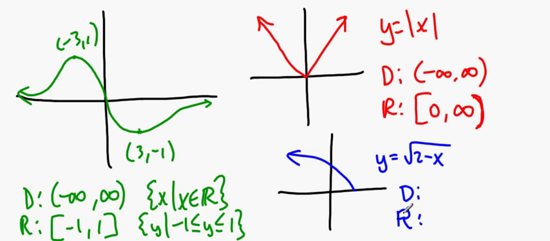Okay, so the domain, all these x values are good, good, good, good, good, good, not good anymore. Where did they stop being good? Right here, where x appears to be 2. So the domain goes from negative infinity to 2. 2 is included. The range appears to be the same as the range for the absolute value function.